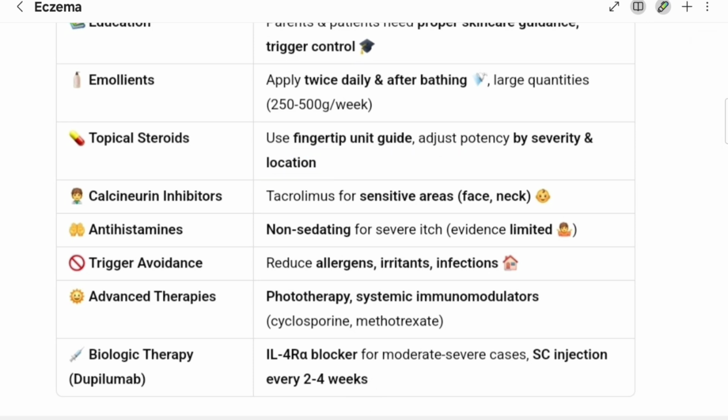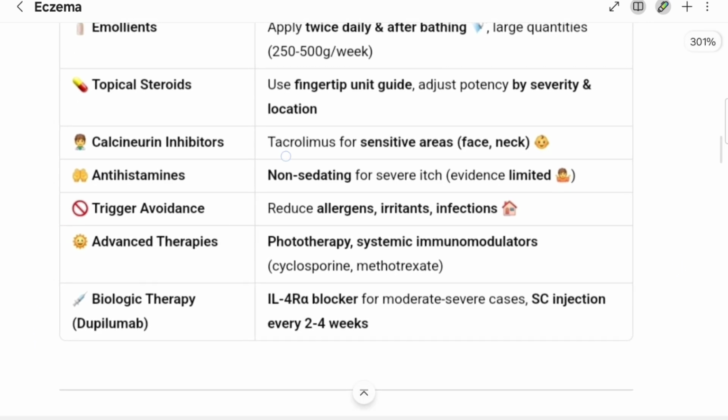For topical steroid we can use betamethasone, beclomethasone like this. Calcineurin inhibitors, tacrolimus for sensitive areas, face, neck. We can also use calcineurin inhibitors. Antihistamines, non-sedating, for severe itch, evidence is limited. To control the itching we can use antihistamine as an oral tablet. Trigger avoidance, reduce allergens, irritants and infections.